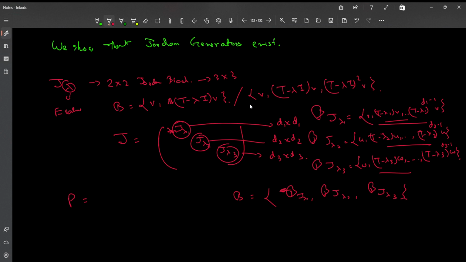And the matrix P: suppose you have a matrix A which is similar to J, then P is the matrix such that A is equal to P J P inverse. The columns of P contain these vectors sequentially as they appeared in the blocks. So you will have B J lambda 1, B J lambda 2, and B J lambda 3 column-wise, and this will give you the matrix. Okay. Let us quickly take an example.